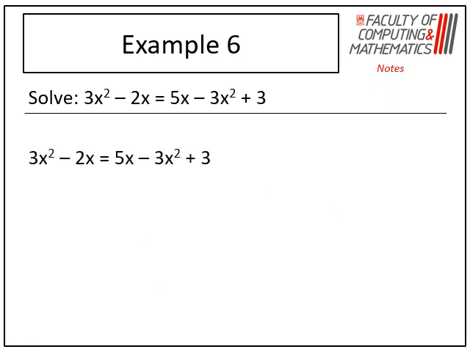Okay, this example, we've got 3x squared take away 2x is equal to 5x take away 3x squared plus 3. If anything, it's just annoying. So remember, the first thing you're going to want to do is to get everything on to one side of that equal sign. It doesn't matter if it's on the left or on the right, just make sure it's all on the one side. Can I get you to pause the video and have a go at that? And I'll go over it in a wee second.